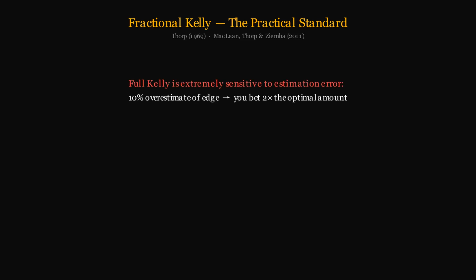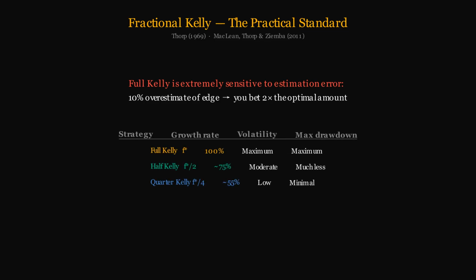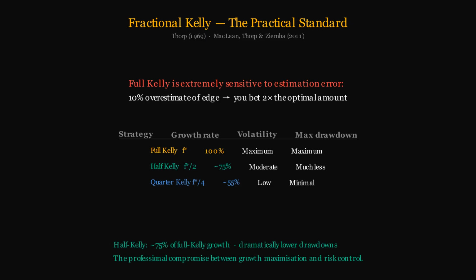Full Kelly is extremely aggressive and highly sensitive to estimation errors in P and B. A 10% overestimated edge can drive you to bet twice the optimal amount. In practice, traders use fractional Kelly. Half Kelly gives you about 75% of the long-run growth rate of full Kelly with dramatically lower drawdowns and variance of outcomes. Half Kelly is the professional compromise between growth maximization and risk control. Never use more than full Kelly.